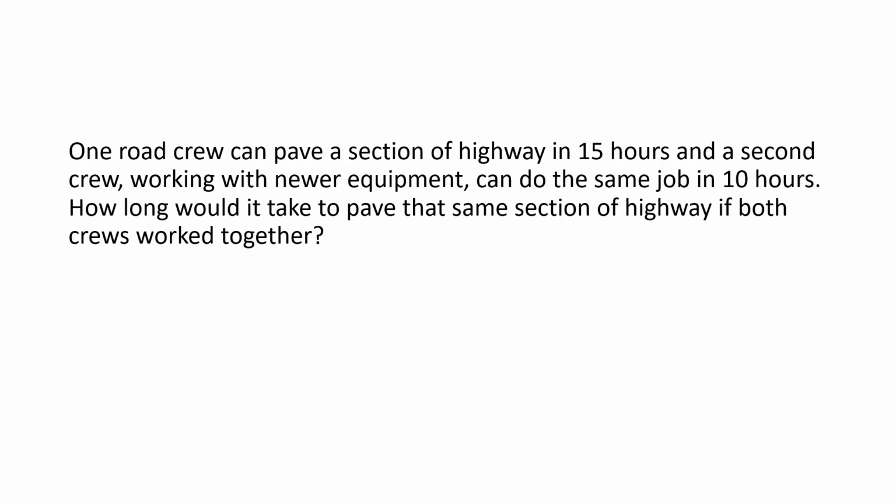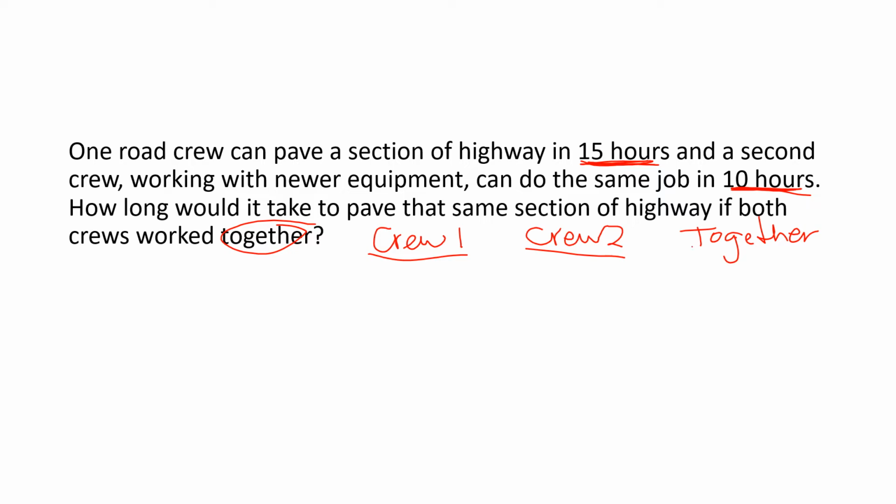One road crew can pave a section of highway in 15 hours, and a second crew working with newer equipment can do the same job in 10 hours. How long would it take to pave that same section of highway if both crews worked together? So here we have crew number 1, crew number 2, and what if they worked together. Now remember, they're giving us time, and it doesn't make sense to add 15 plus 10, because it shouldn't take longer when they work together. It should actually go faster.